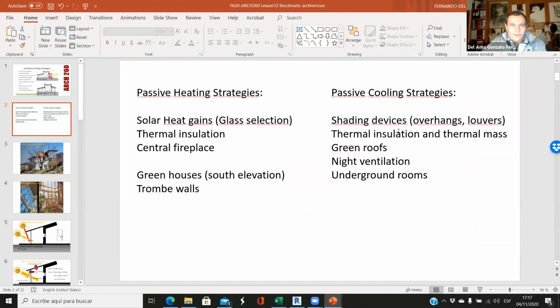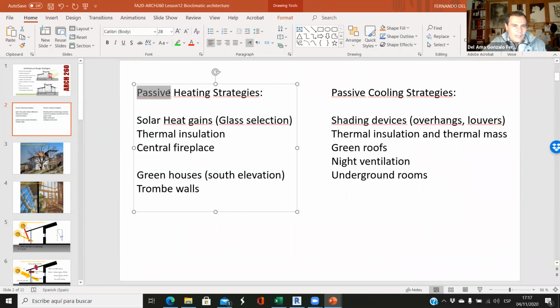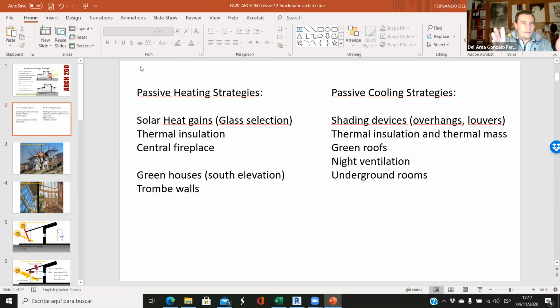We are talking about passive heating and cooling strategies. Let's talk about passive and active strategies. PV panels are active strategies because they are producing energy. Even heat recovery is an active strategy because we can turn it on and off. A passive thing is something that we can't change. We can't change the amount of thermal insulation that we have in our building. So this is a passive strategy.